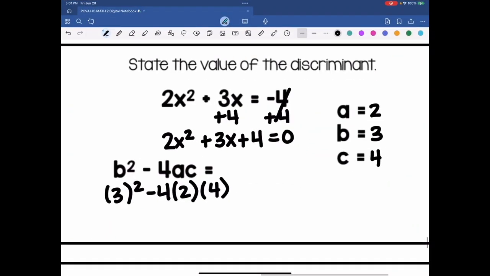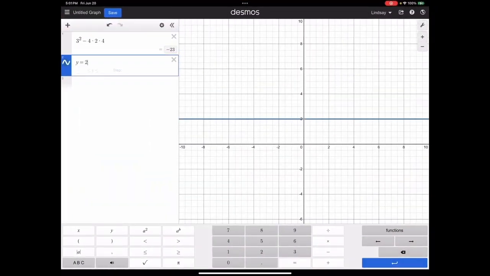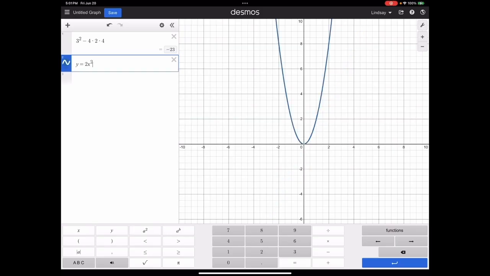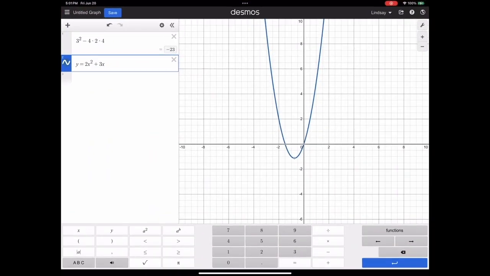So since it's negative, that means that it's never going to touch the x-axis. I'm not going to have real solutions. And I can visually see that if I type it in. So I have 2x squared plus 3x plus 4. And I can see that it never crosses the x-axis.